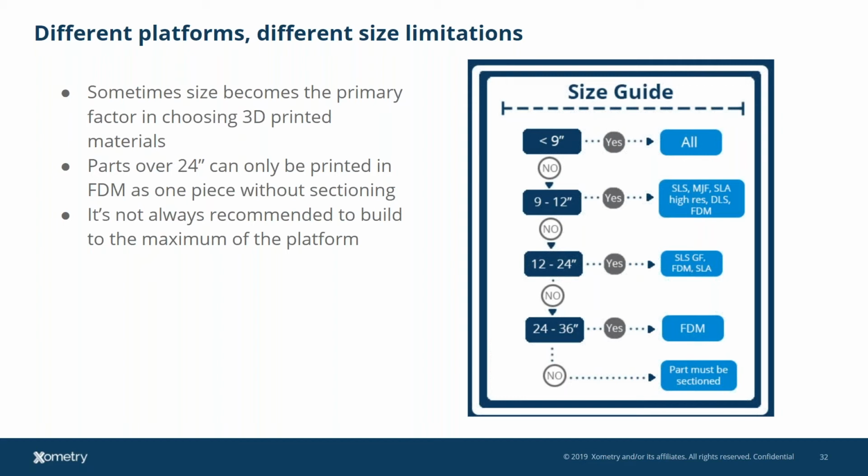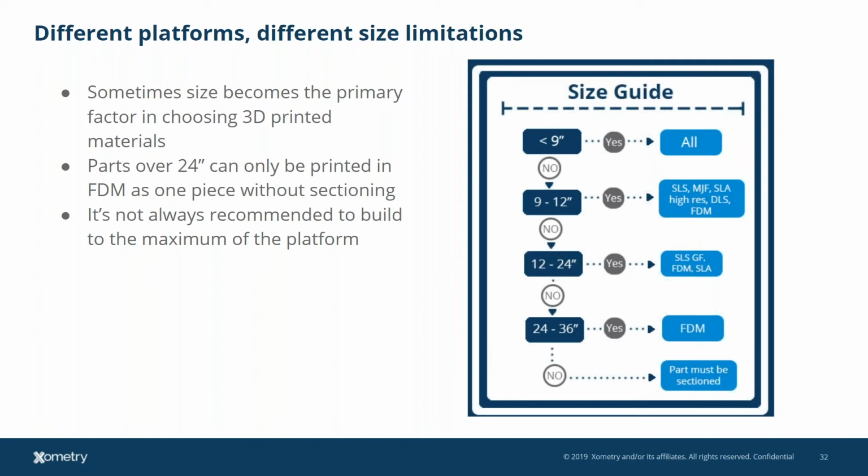But the larger you get, the more it down selects. So for example, 9 to 12 inches, I may move you to a different process, or even moving up to 24 inches, I may move you to a glass fill variant of SLS because I'm worried about some warping to it. SLA can build up to about 25 inches. FDM can go even larger.